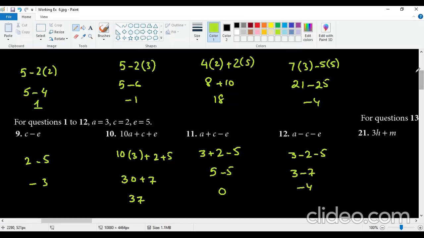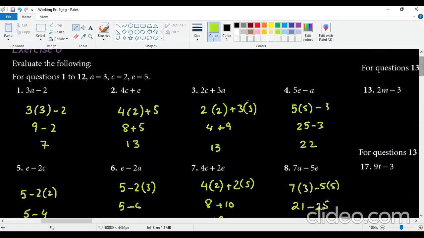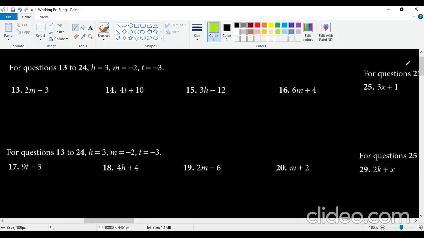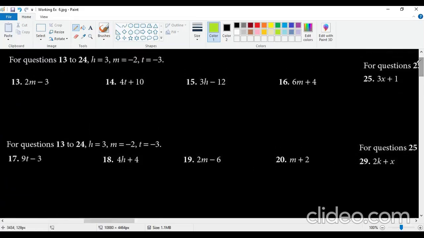When it comes to question number 13, here values are going to be changed. In this question, it says m equals negative 2, h equals 3, and t equals negative 3. So 2m means minus 4, minus 3. It's minus 3 only, directly no substitution. So this gives you a negative 4, negative 3, and 13 is going to give you a negative 7.